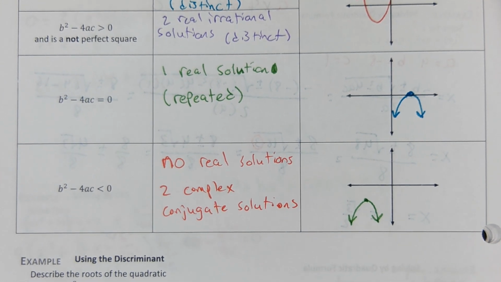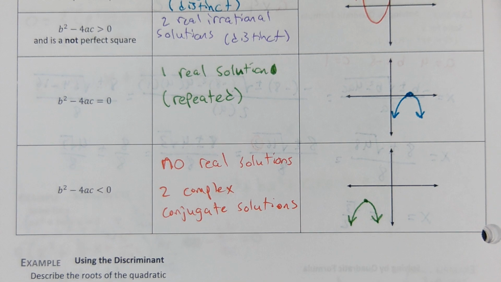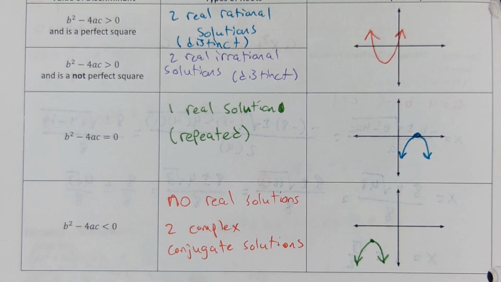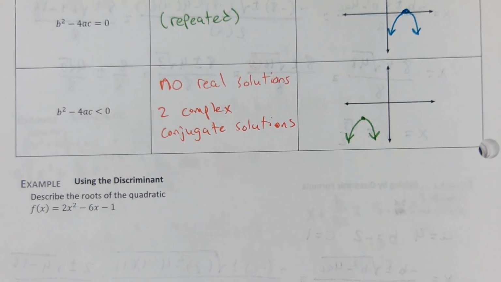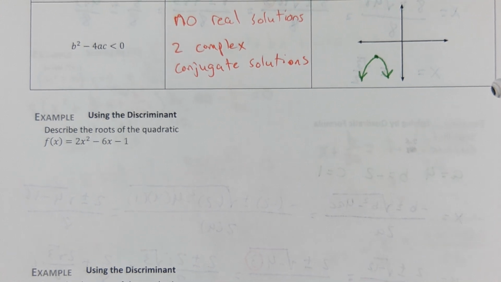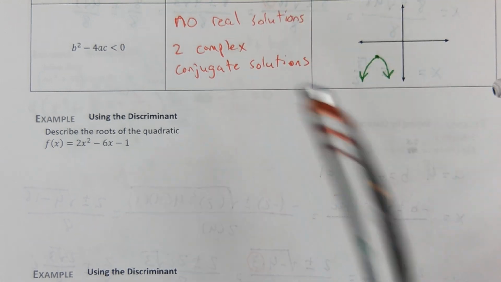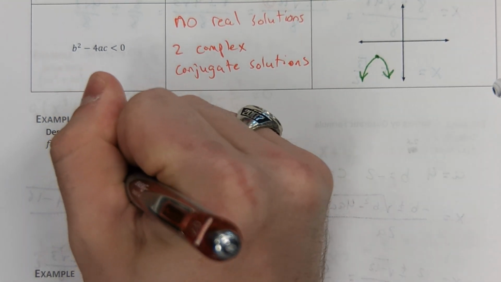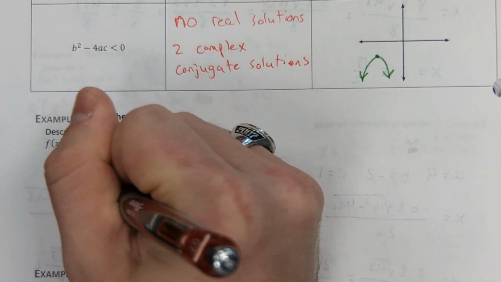So these next three examples, gee, I wonder why there's three of them. Maybe because there's three possibilities. These next three examples just say to describe the roots. Don't find them. Nobody cares what they actually are. Just describe them. All right, well, I'm going to be finding out what b squared minus 4ac equals, because all of those things up there were all about the discriminant. B squared minus 4ac. Let's see what we get.